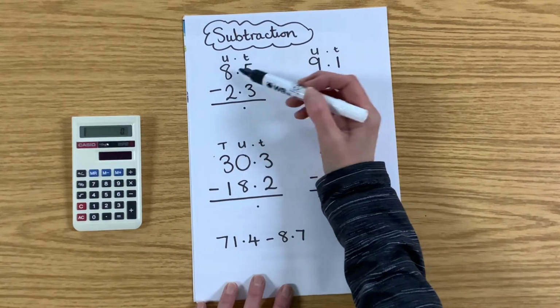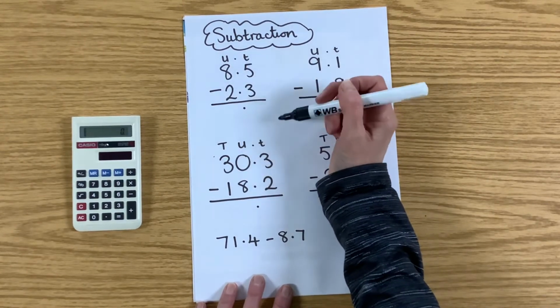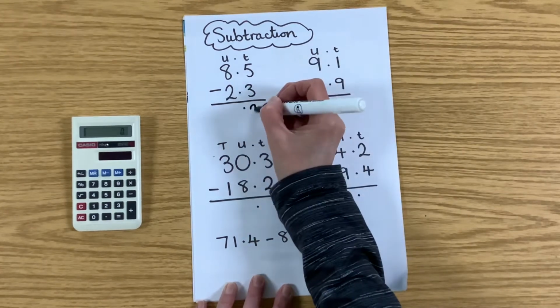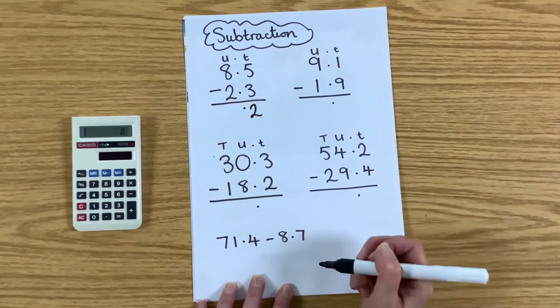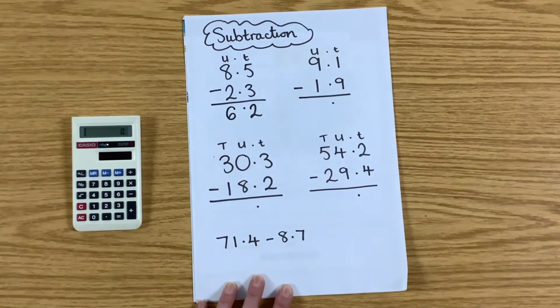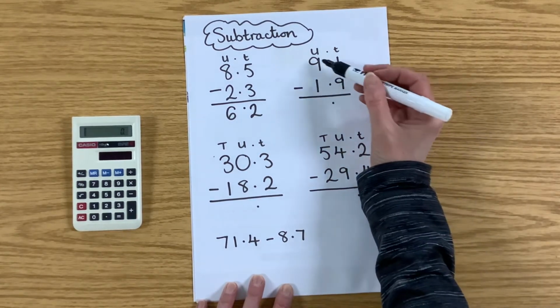So I've lined up my question. I've got 8.5 take away 2.3. So 5 take away 3 is 2. 8 take away 2, 6. So what does my final answer say? 6.2. Let's make it a little bit harder.